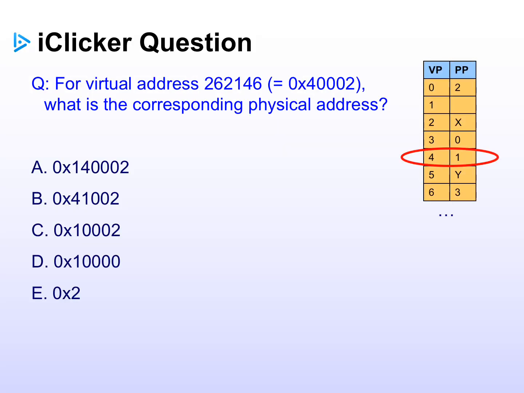So now the next question is, what is the corresponding physical address for this virtual page? The offset is the same size and remains the same, 2. The physical page comes straight out of the value in the key-value pairing of the page table, which was 1. So the physical address is hex 10002. That's answer C.